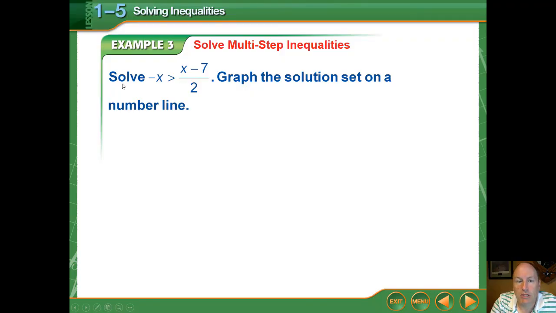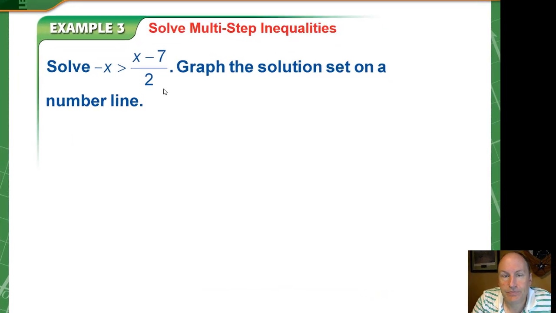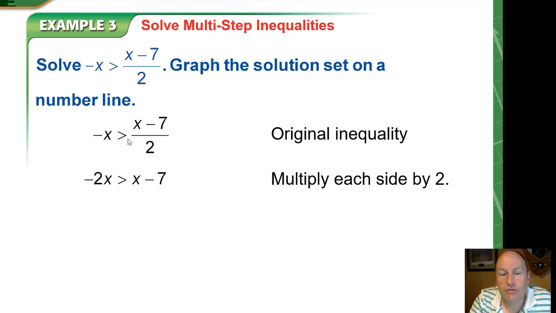Let's look at a more complex example. Negative x greater than (x minus 7) divided by 2. And we want to graph this solution on a number line as well. So we've got to somehow get those x's together and isolate the x. First thing we want to do, though, is get rid of that 2, because the x minus 7 is being divided by 2. So we're going to use the multiplication property of inequality to multiply both sides by 2.